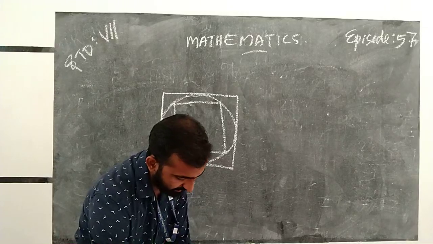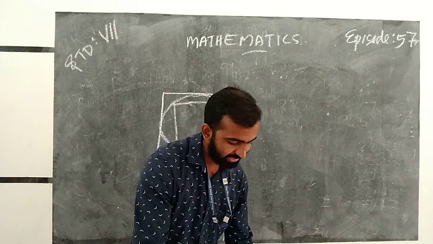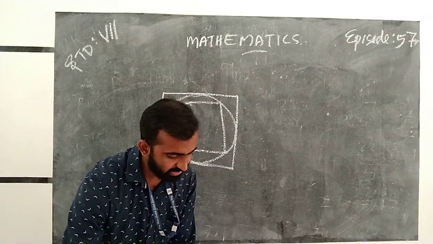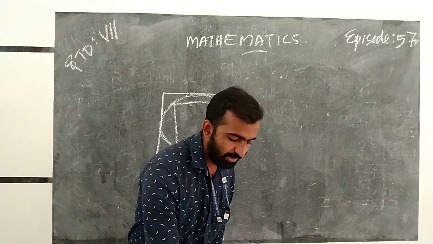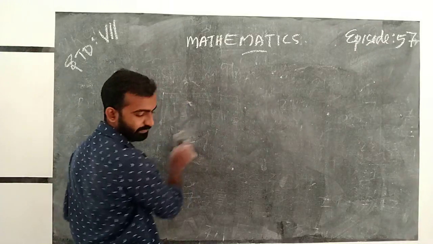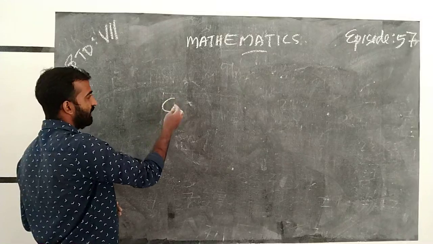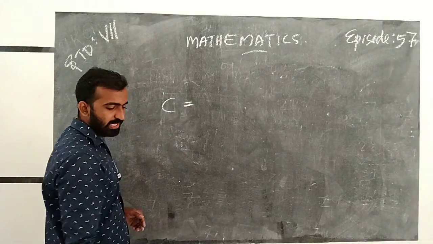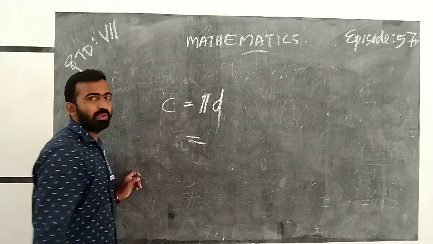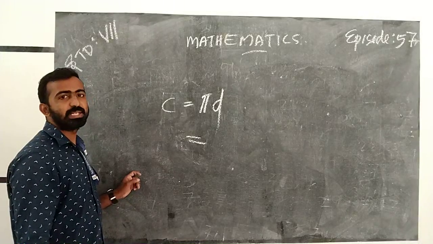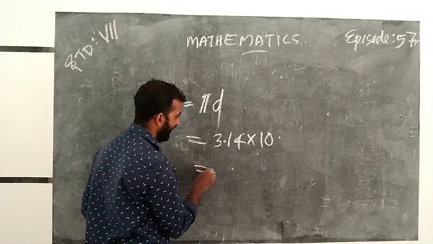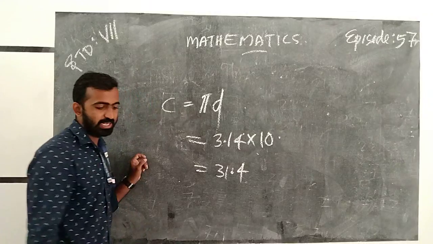Next we are going to discuss our example. Example 12: what is the circumference of a circle of diameter 10 centimeter? Circumference equals pi d, since the diameter is given, and according to the question we take pi as 3.14. That is, 3.14 into d, which is 10. We get 31.4 centimeter as the circumference.